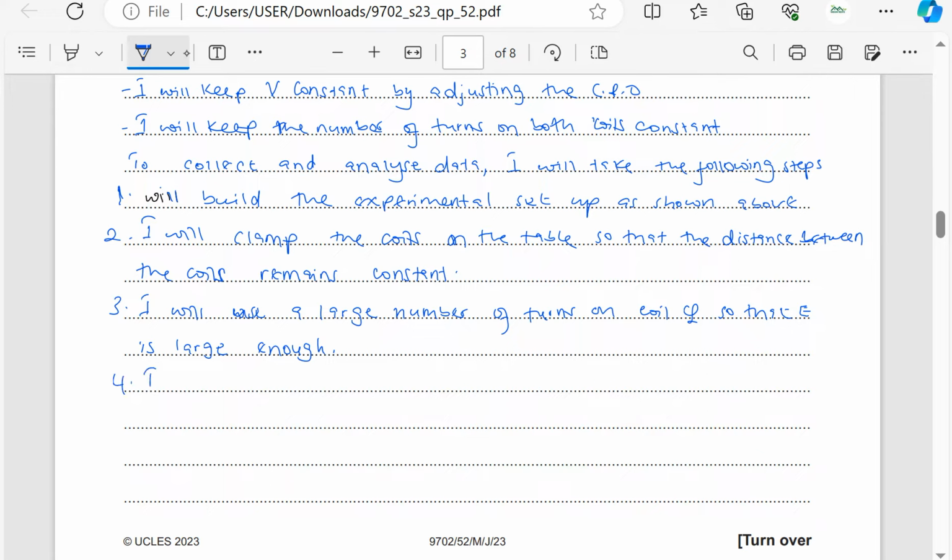And number 4, to determine R. If I want to determine the resistance R, then I will determine the current, I, and the PD across R, which I'm going to call V. So R is going to be V divided by I.